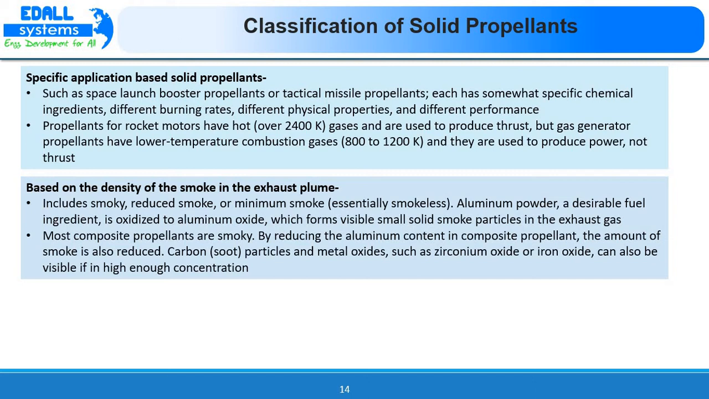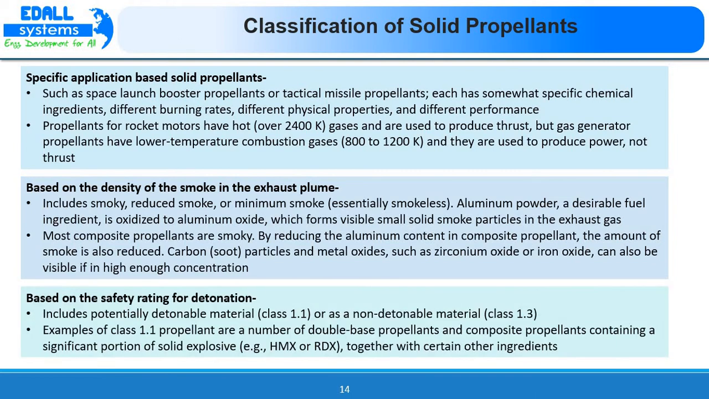Carbon or soot particles and metal oxides such as zirconium oxide or iron oxide can also be visible if used in high enough concentrations. So if we replace this aluminium powder with other chemicals such as zirconium oxide or even iron oxide in large quantities, then smoke will be produced. So it is very difficult to attain non-smoky chemical solid propellants.